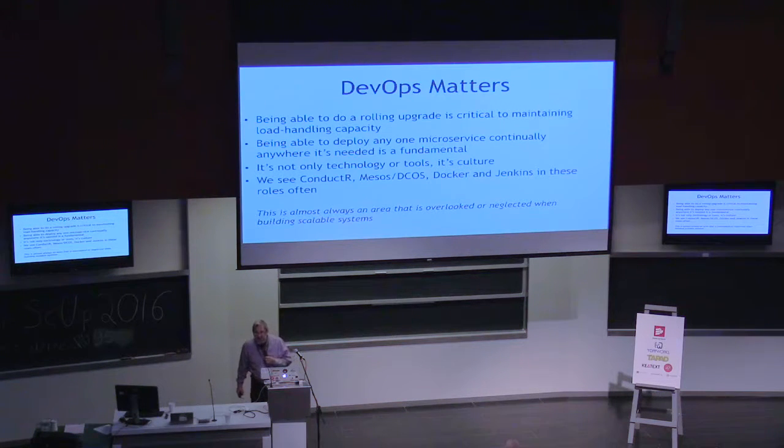DevOps matters a lot, obviously. When you're talking about a highly scalable system, there's probably going to be at least dozens, if not hundreds, if not thousands of nodes involved. Being able to do something so simple as a rolling upgrade is critical, in the sense that if you can't do a rolling upgrade, well, you certainly can't have a piece of the system go offline. So therefore, you wouldn't be able to recover from a single node failure in any case.